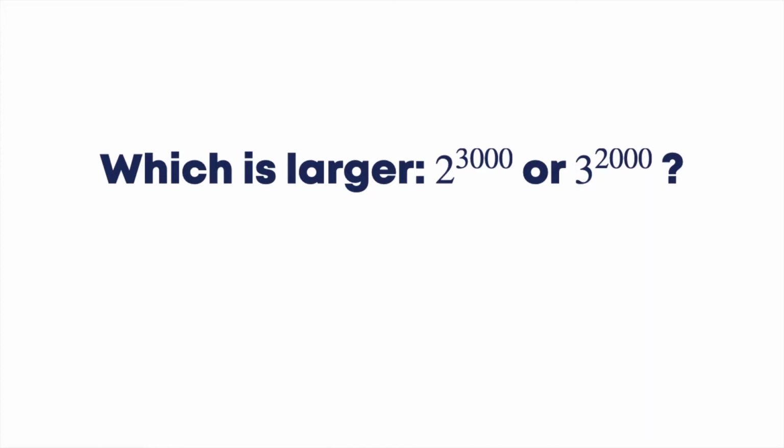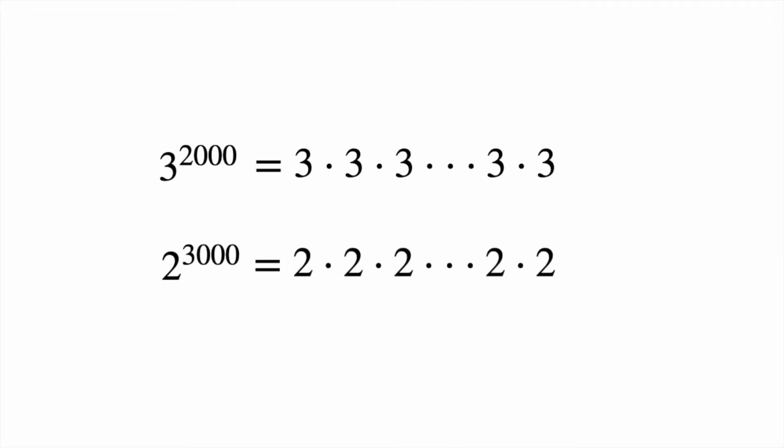Maybe we could just use some logic here. If we were to start multiplying these out, we would see that after the first 2,000 multiplications, the 3 to the 2,000 would be much larger. But then, while the first one would stop, the 2 to the 3,000 would be going on for another 1,000 multiplications by 2. Would this be enough to catch up? It's hard to tell, and it may not be easy to see a way to figure that out, although we could think about it some more and maybe come up with something later on.